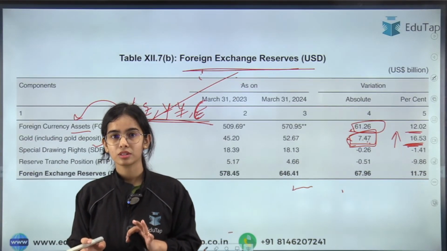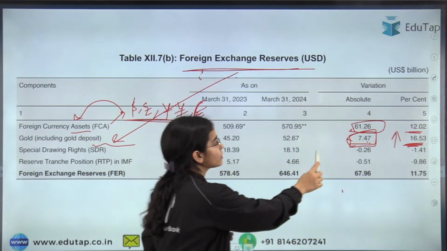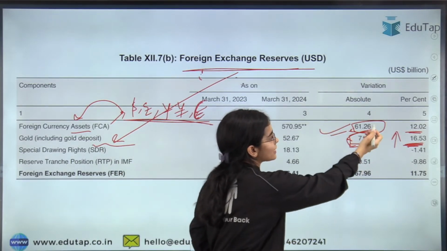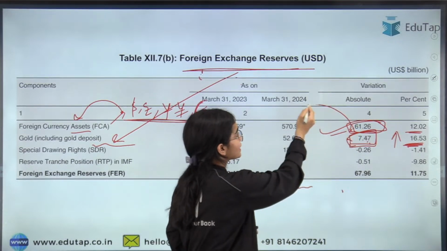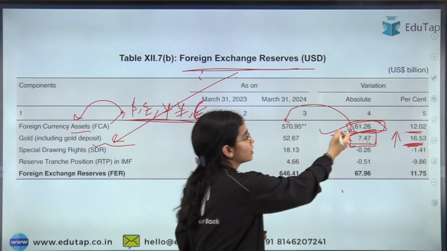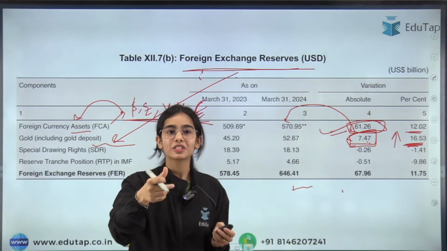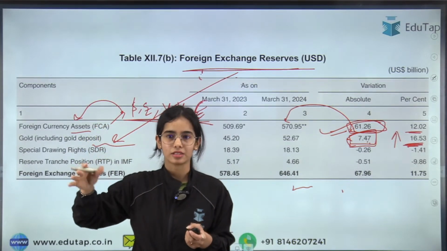Understood? I hope you are able to understand that this is the variation, but the FCA is still the highest. It is being kept at the highest. Okay.